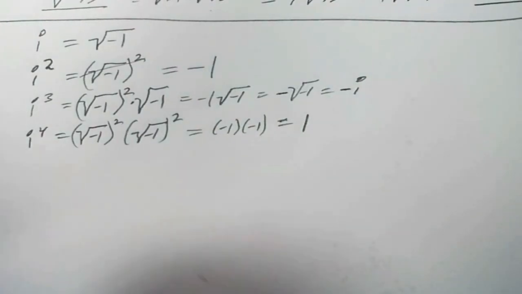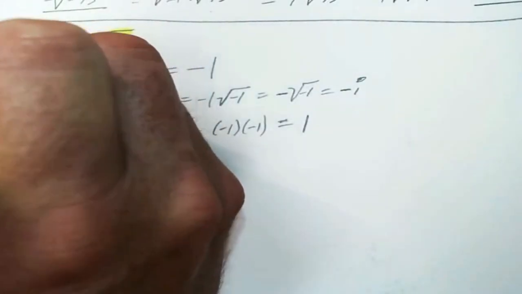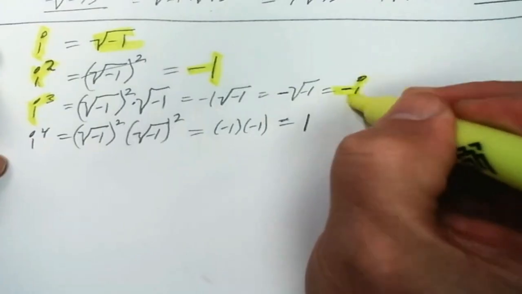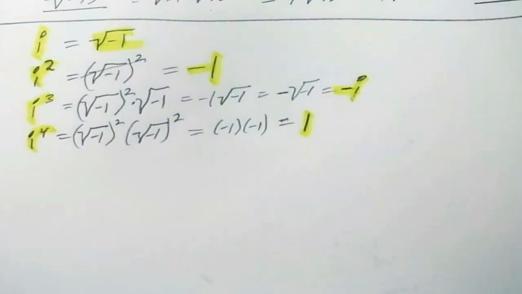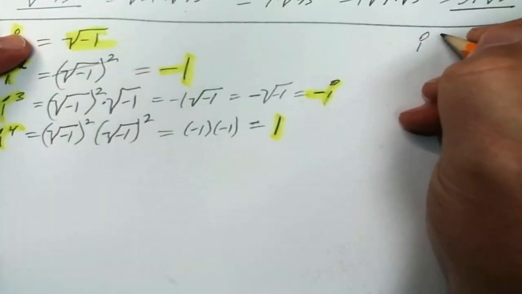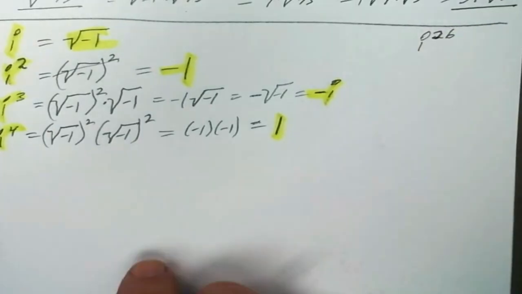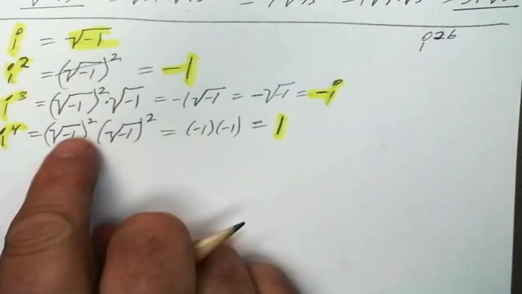So let's highlight this and keep this out. i equals the square root of negative 1. i squared is negative 1. i to the third is negative i. i to the fourth is just 1. Now here's what's really cool. If we want to know what i to the 26th power is, you're like, oh my goodness, that's going to take a while, because we're only up to the fourth power, and this is getting longer and longer.